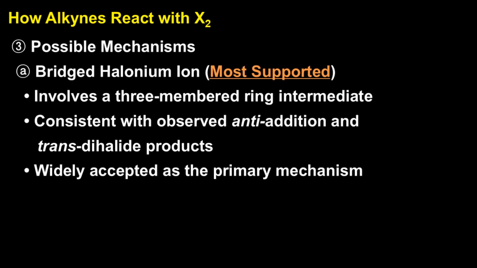There are a few different mechanisms that have been proposed to explain how alkynes react with halogens, including the one we already looked at in detail. So now, let's go over each of these possibilities and see what kind of evidence supports them. We'll start with the one that's most widely accepted, the mechanism that goes through a bridged halonium ion. This pathway forms a three-membered ring intermediate, just like we saw earlier with alkenes. It lines up perfectly with anti-addition, which explains why we mostly see trans-dihalides as the major product. And because it fits so well with what we observe, most chemists consider this the main pathway.